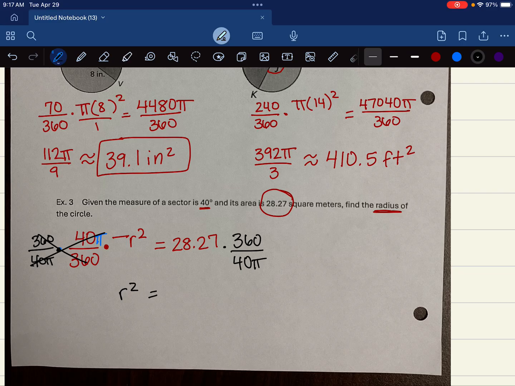Okay, now let's round that to a whole number. 81. Can I easily take the square root of 81? Yes, 9. So my radius here is going to be 9.